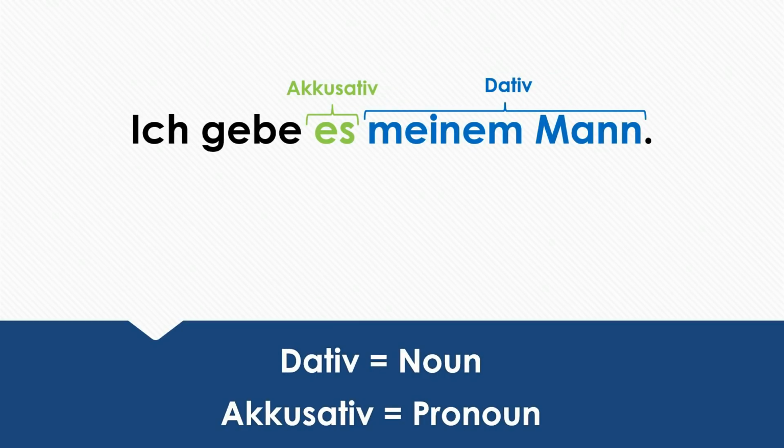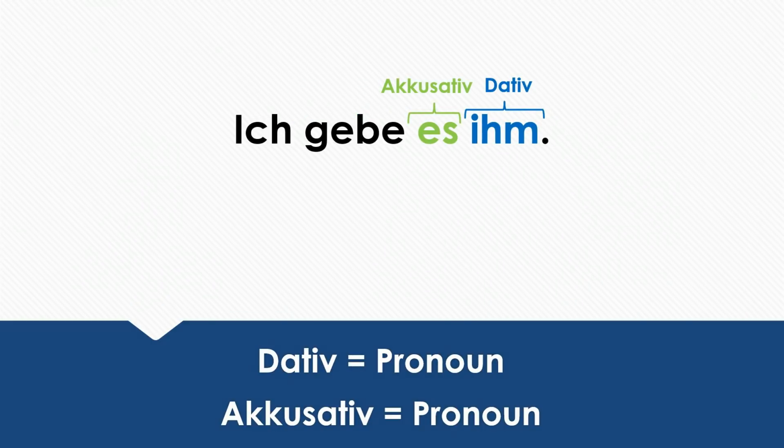When the accusative object is a pronoun, the accusative object comes first and it's followed by the dative object. Ich gebe es meinem Mann. I'm giving it to my husband. When there are two pronouns, the accusative object comes first and it's followed by the dative object. Ich gebe es ihm.